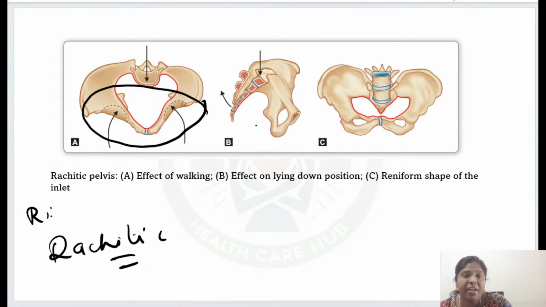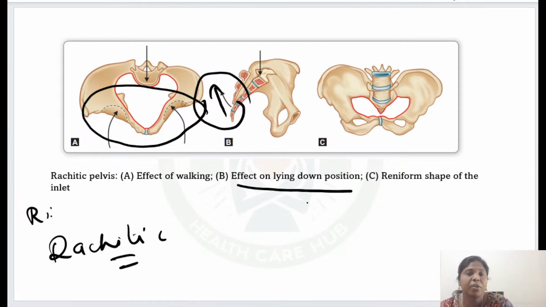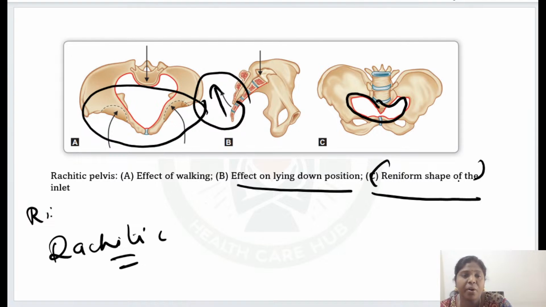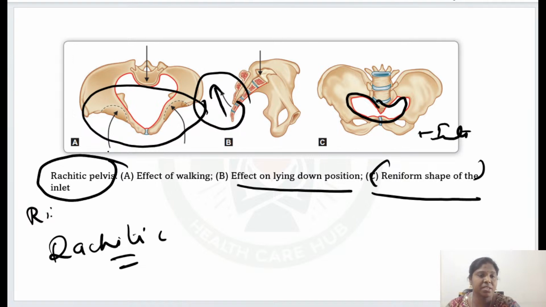Mainly, due to the effect of walking, the shape is changed in this way, and due to the effect of lying down, the sacrum and coccyx will be somewhat upper in region. And the third feature, in this rachitic pelvis the pelvic brim will be in a reniform or kidney shape, the inlet is kidney shaped. So this kind of pelvis we call the rachitic pelvis inlet.